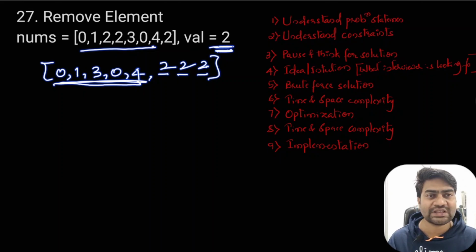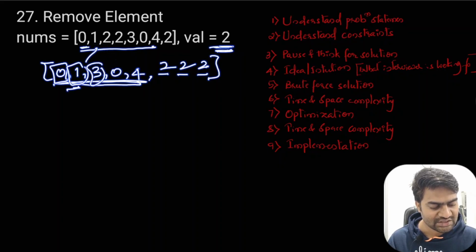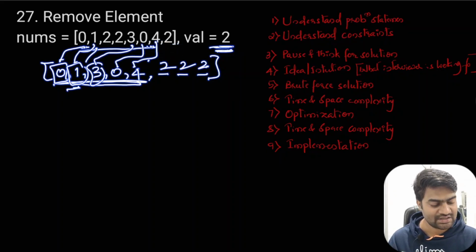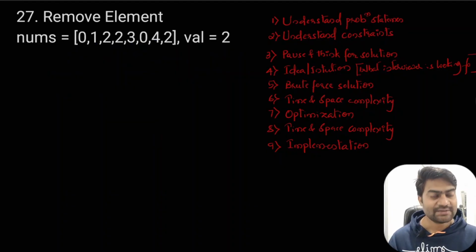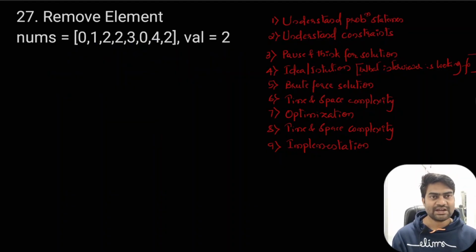One more thing they say is that they really don't care what the order of these numbers is. Here 0 appears first, then 1, then 3, then 0, then 4. They really don't worry about this particular order. Even if you change this order, that is okay with them. So this is basically the problem statement, and we also saw the constraints.